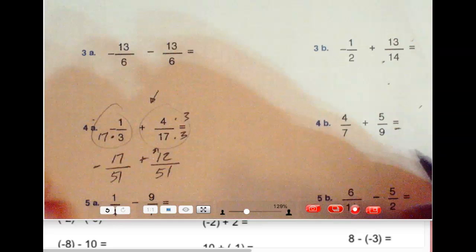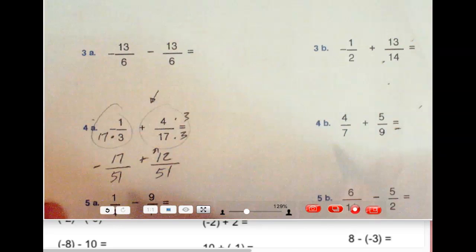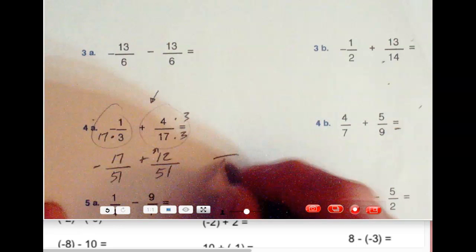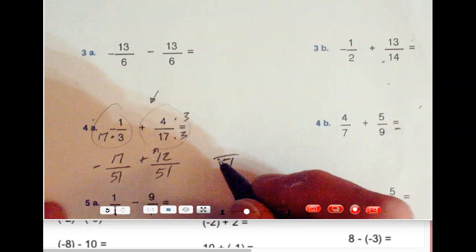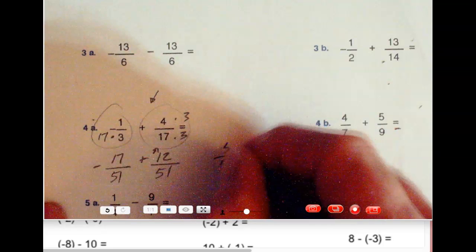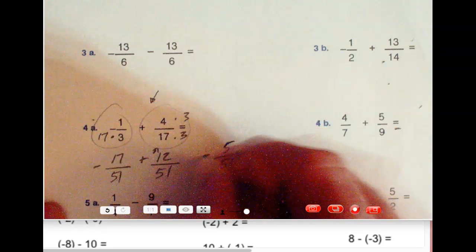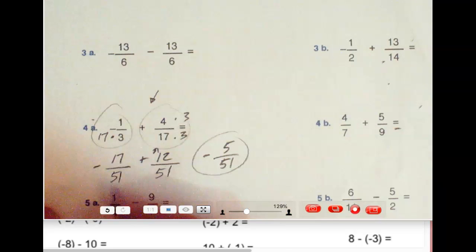So for this problem here, we're finding the difference. The denominator is going to stay 51. And we just have to look at what is the difference between 17 and 12. Well, the difference is 5, and it's negative, because this has the greater absolute value.